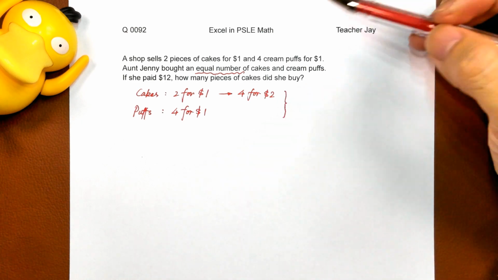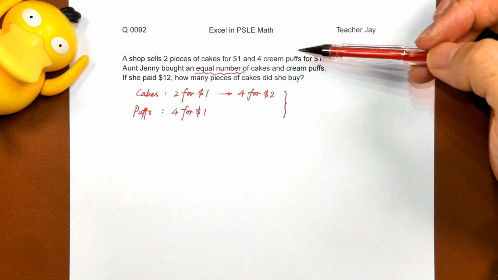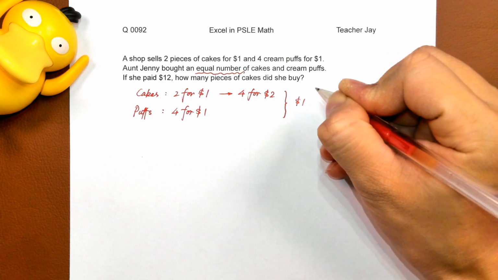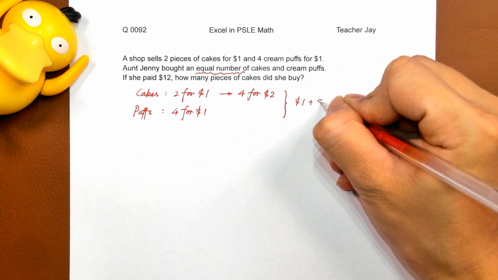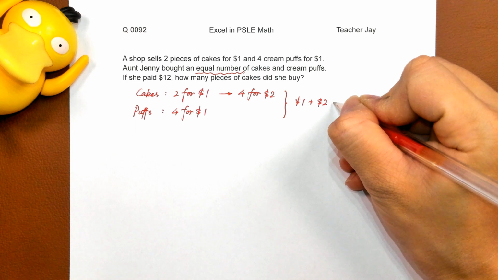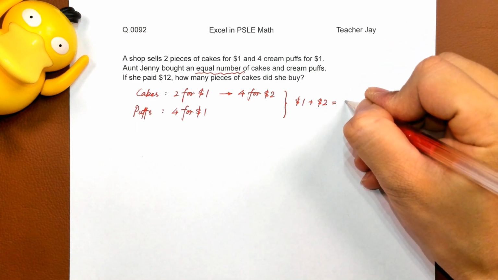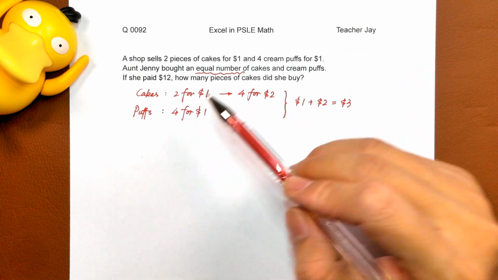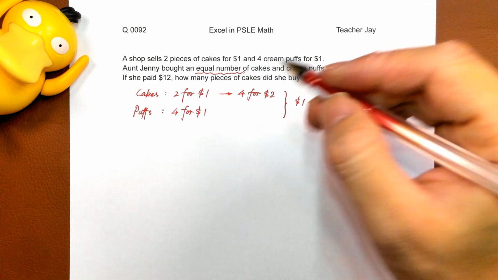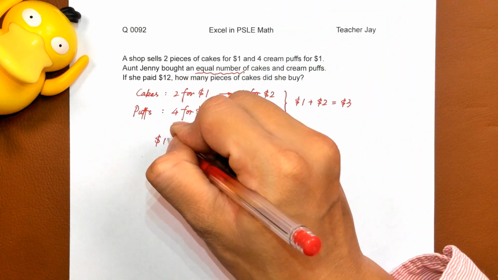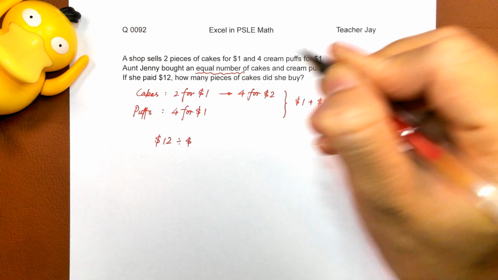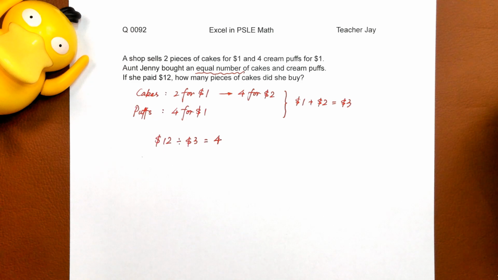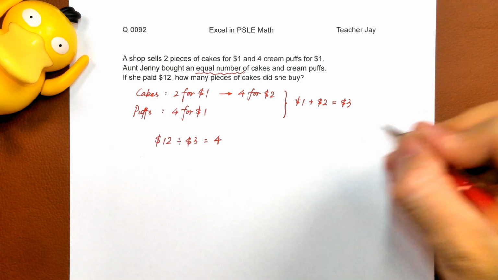So for every 4 pieces of cakes and 4 cream puffs Aunt Jenny bought, she might spend $1 on puffs and $2 on cakes. Total will be $3 for every 4 cakes and 4 puffs. And 最后他付了12元，我们的$12 divided by 3 equals 4. Alright. 那么也就是说他买了4份啊 for what?